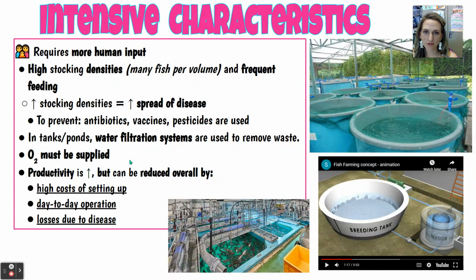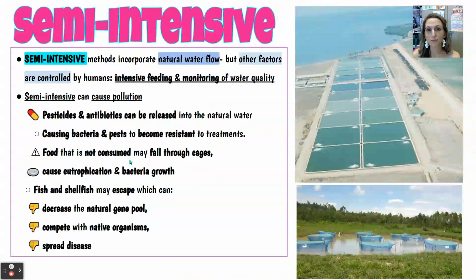In tanks or ponds, water filtration systems are used to remove any waste. Oxygen needs to be supplied. Productivity is really high, but if not done well, and if the water conditions aren't clean and everything is sanitary, and even with the workers, they need to keep themselves very clean too and wear gloves, wear any sort of rubber boots or rubber pants in their outfits so that they're not spreading disease from one tank to another. There's a really high cost of setting up. The day-to-day operations are really high, and you do have a lot of loss due to diseases.